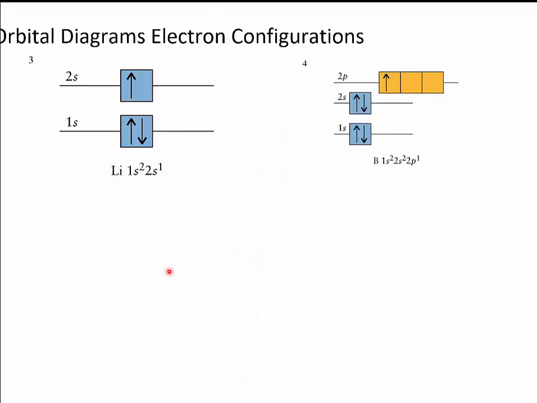So let's look at some of these electron configurations. So here's an orbital diagram for lithium. Lithium is going to have 3 electrons, right? We're going to put them into the 1s orbital first, and then our leftover one goes into the 2s orbital. If we go to boron, right? Boron is going to have 5 electrons. We'll fill it in 1, 2, 3, 4, and then the 5th one.